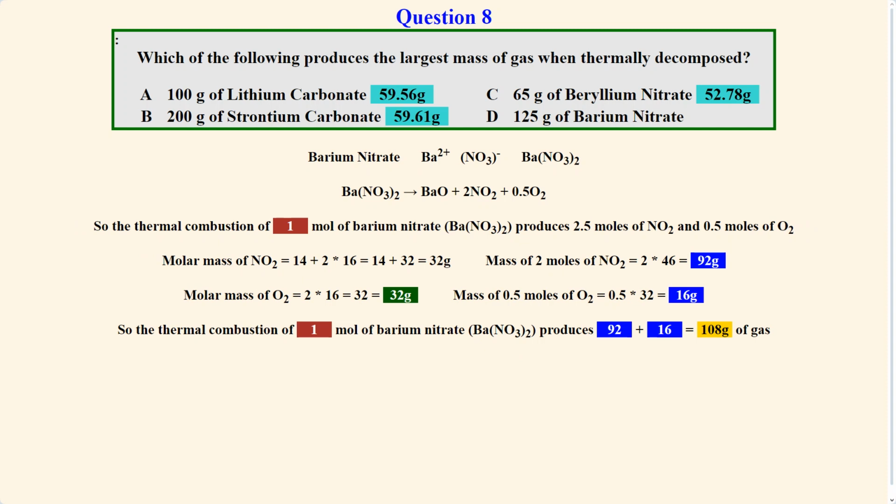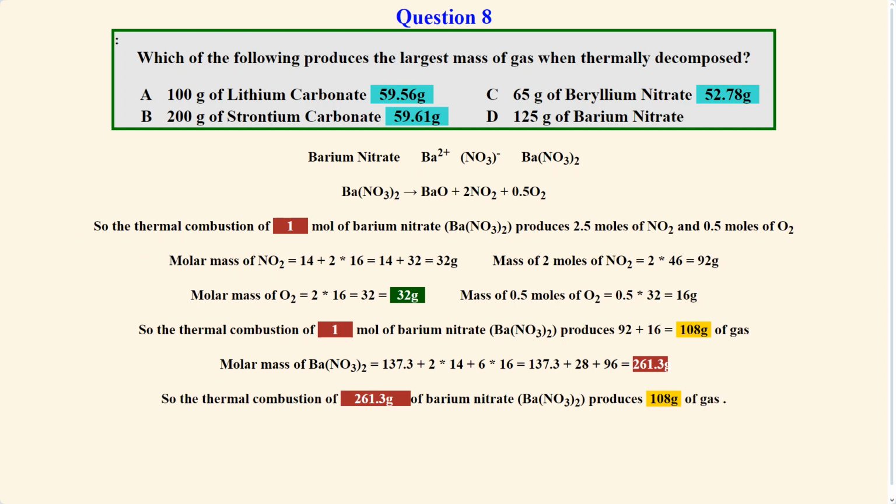So now we need to work out the mass when we start with 125 grams of barium nitrate. So again, we need to get the molar mass of that. So let's do it. Molar mass of barium 137.3 grams. And we got 2 nitrogens, so 2 times 14, 6 oxygens, so 6 times 16, 16 the atomic mass of oxygen. Add everything up, we get 261.3 grams.